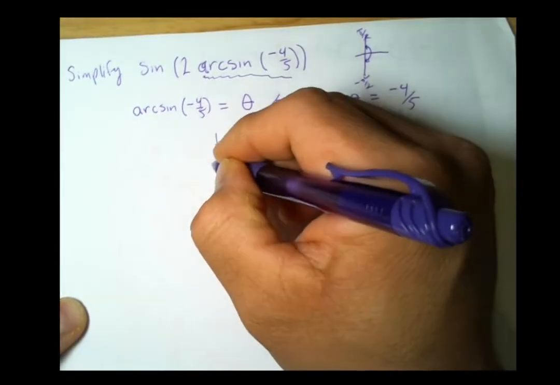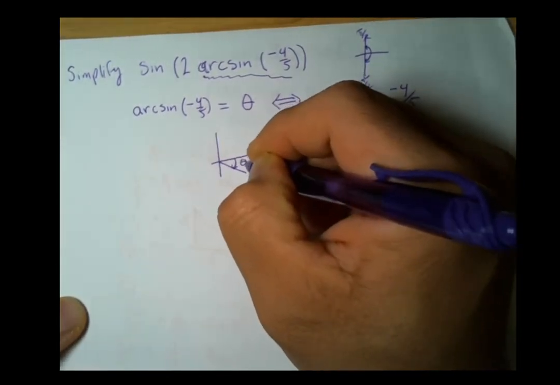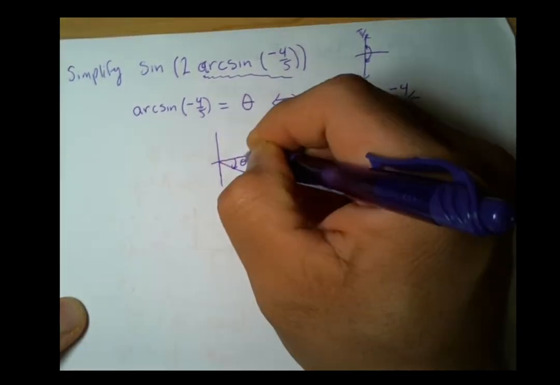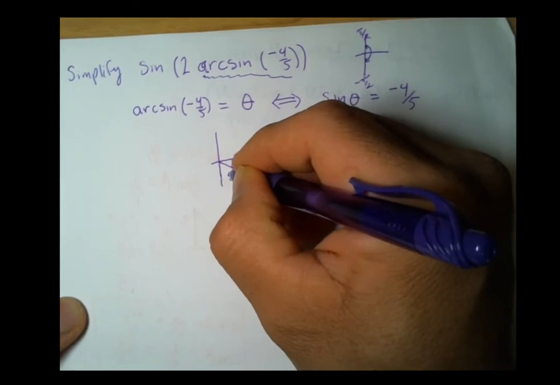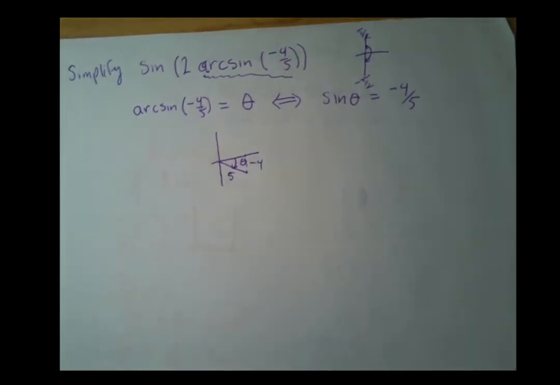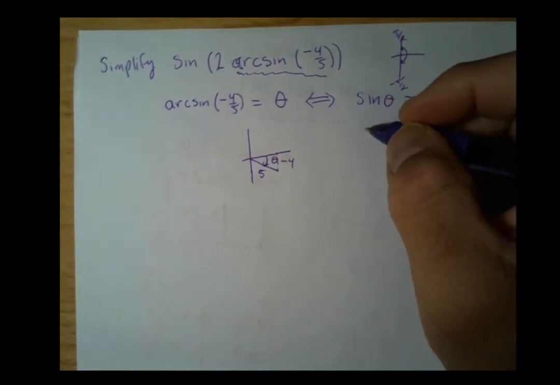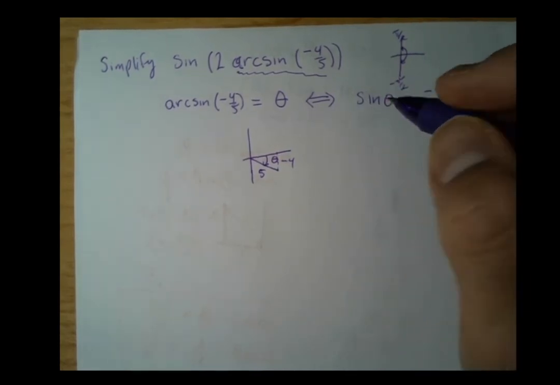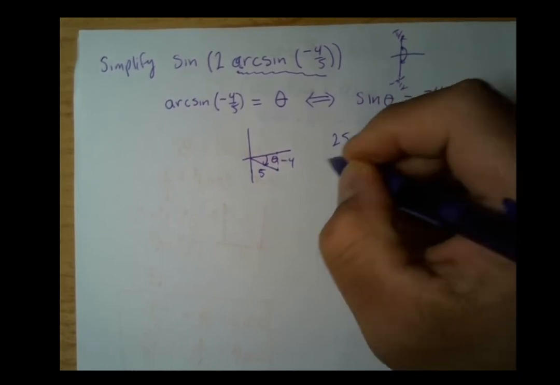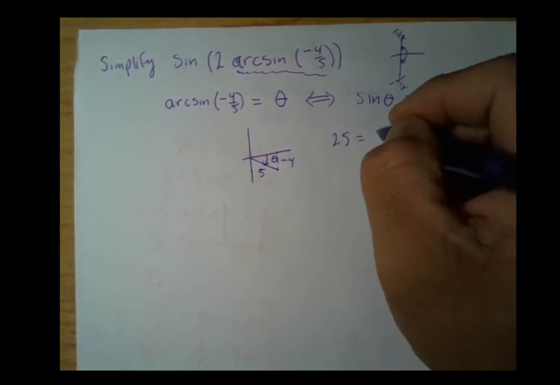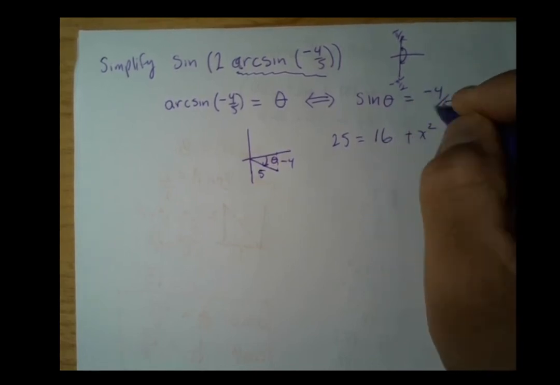All right, so my theta is somewhere right here, right, where the y component is negative 4 and the hypotenuse is 5, which means that our x-coordinate is going to be a positive value. Okay, so let's find that x value. Right, so the hypotenuse squared is 25. The y value squared is negative 4 squared, which is a positive 16. And then the x squared is what I'm finding.